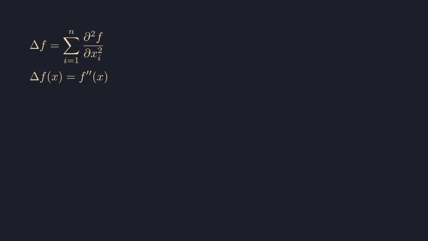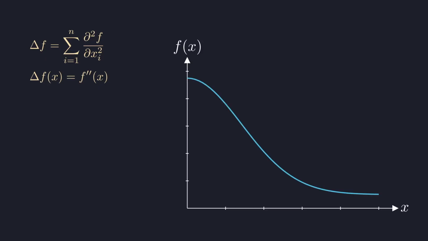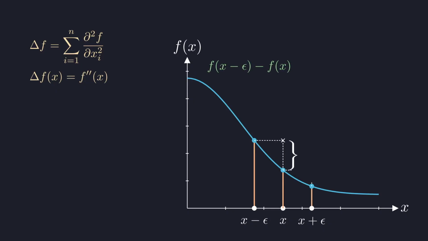Consider a function that takes in one real number as input and call it f. This is the graph for our function f. Now on this graph, consider the point corresponding to input x and two of its neighbors corresponding to inputs x minus epsilon and x plus epsilon. This distance right here is the difference in the function values at x minus epsilon and x, and similarly this distance is the difference in the function values at x and x plus epsilon.